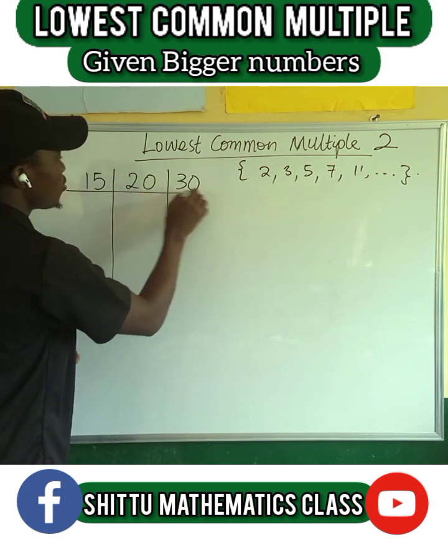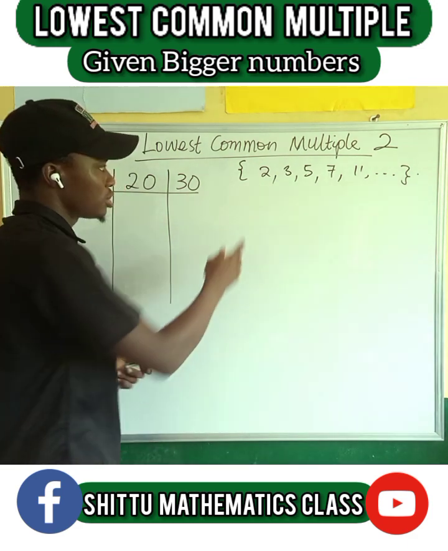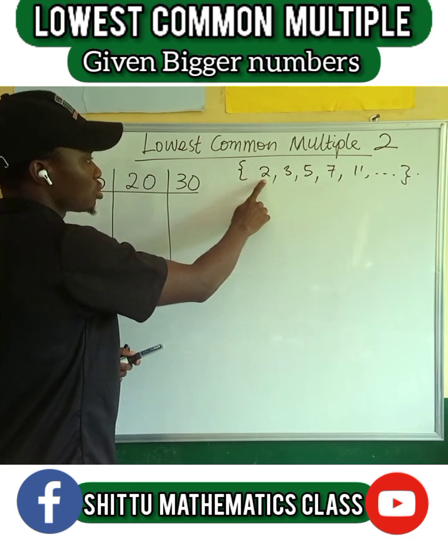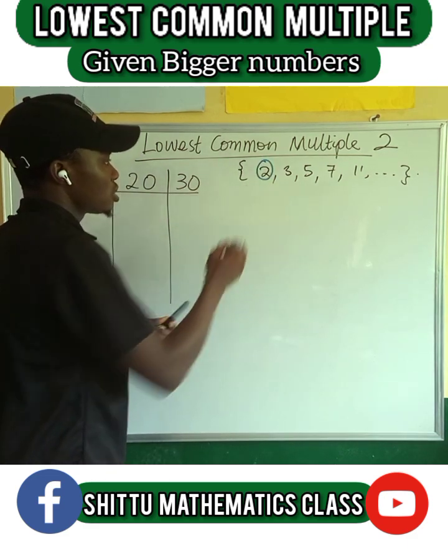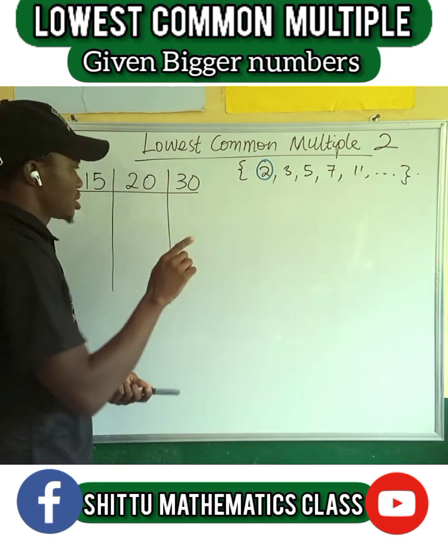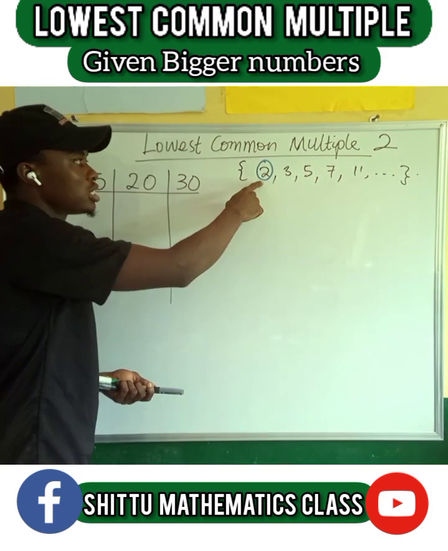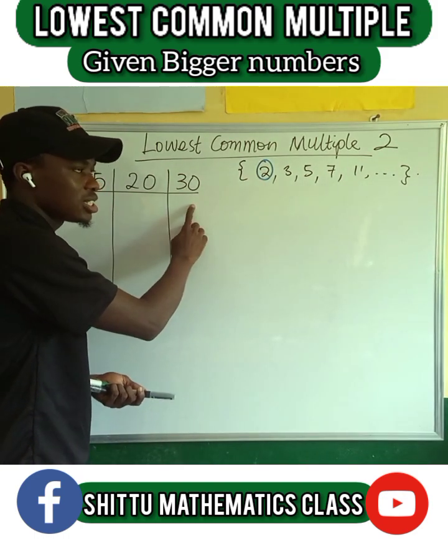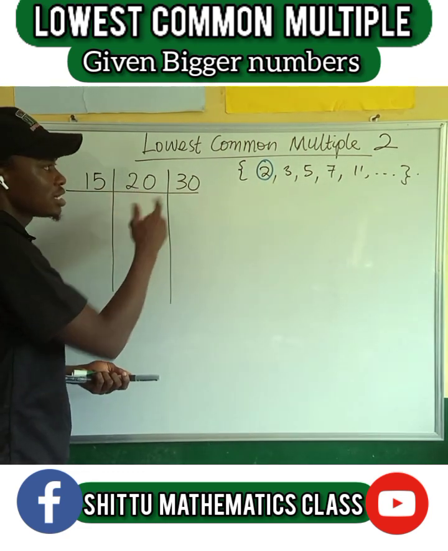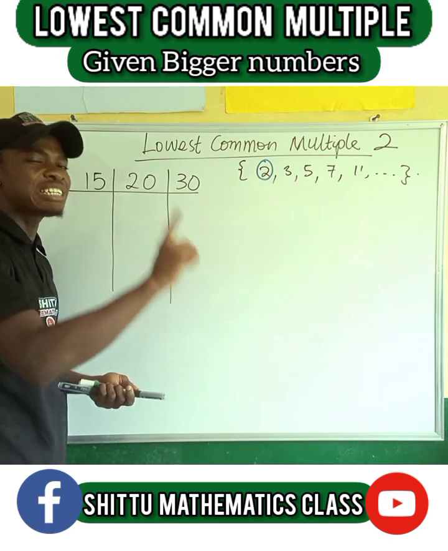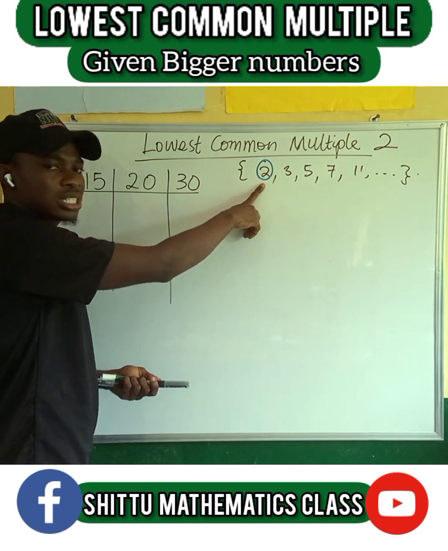Firstly, we need to start from 2, and there's a condition about this. When we start from 2, we are going to use 2, or 2 will be satisfied, if at least one number here is divisible by 2. At least one number must be divisible by 2. That is when 2 can be used.